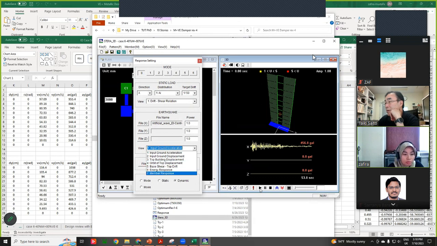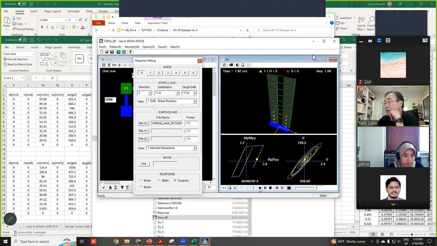This is 20%. No, the metallic damper is working. So this is what I want to ask you to do. The metallic damper is working like a limit on the force. Yeah, it's a fuse function.